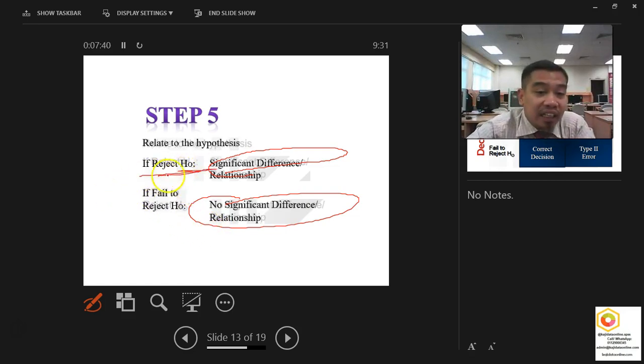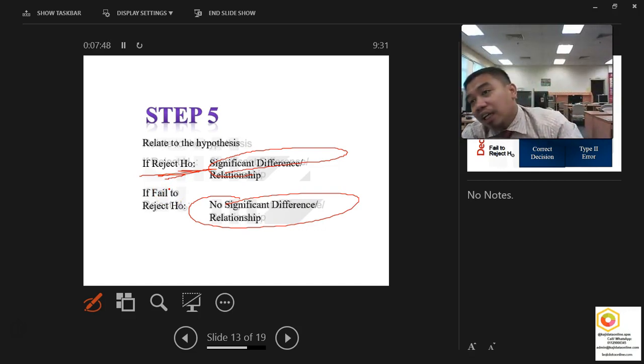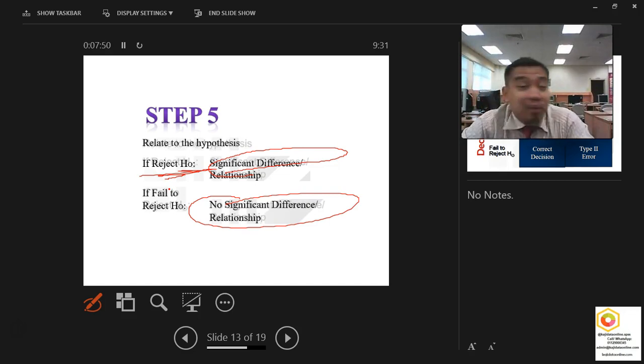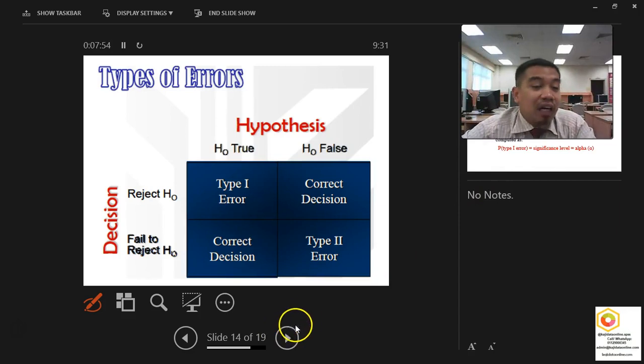If you reject the H null, therefore you say there is a difference. If you are not rejecting the null, you fail to reject the null, then you would say there is no difference. It's just as simple as that. When you understand this one, it's very easy in your life until you want to do your PhD. It's a very simple process.